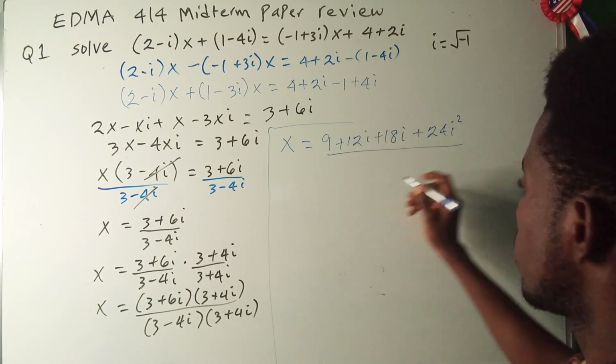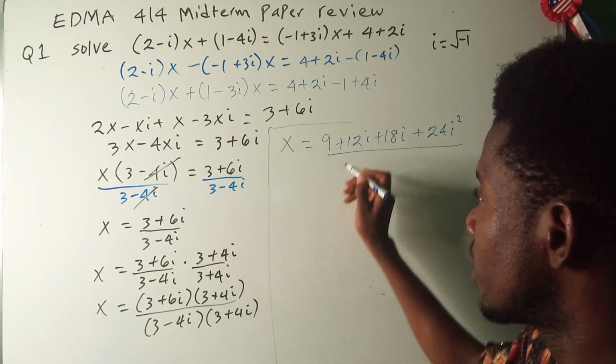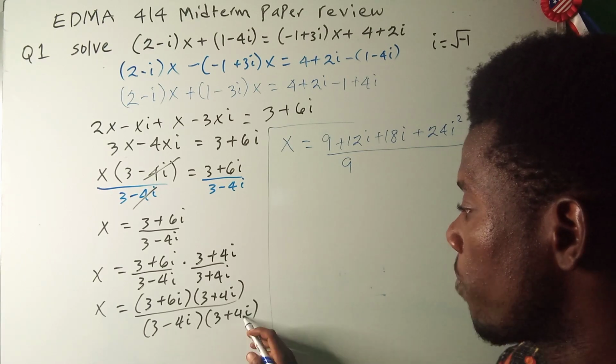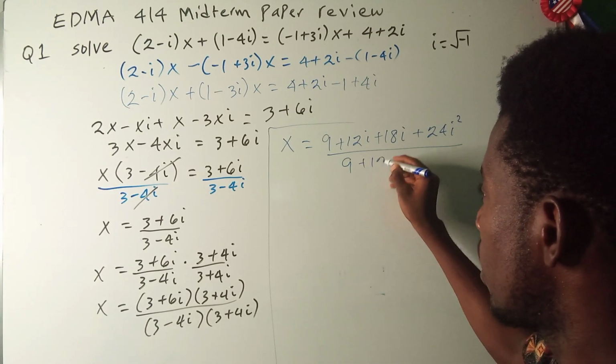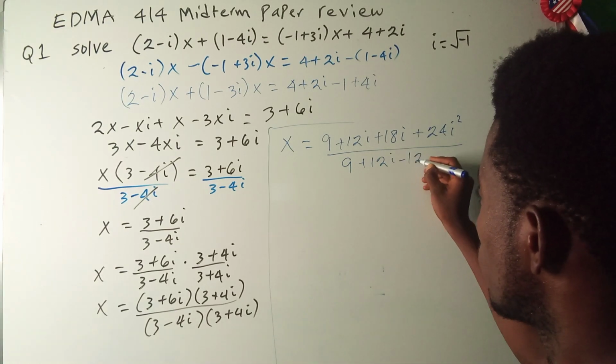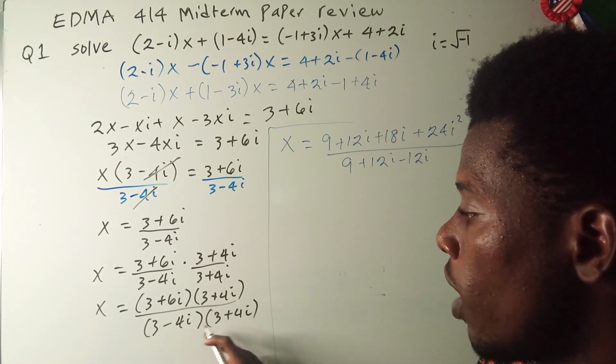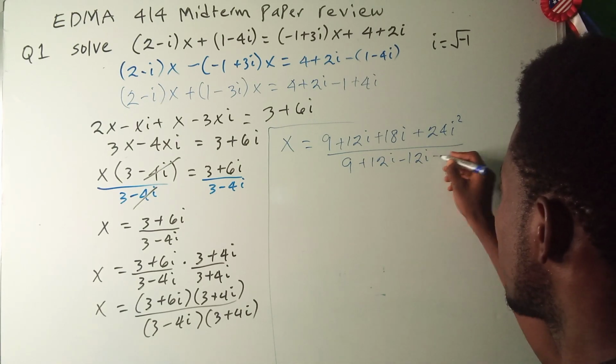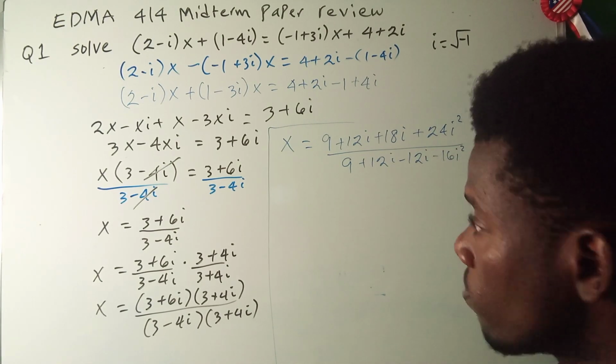All divided by, so you have 3 times 3, that's 9. 3 times 4i, that's 12i. Negative 4i times 3, that's negative 12i. And then negative 4i times 4i, that's negative 16i squared.